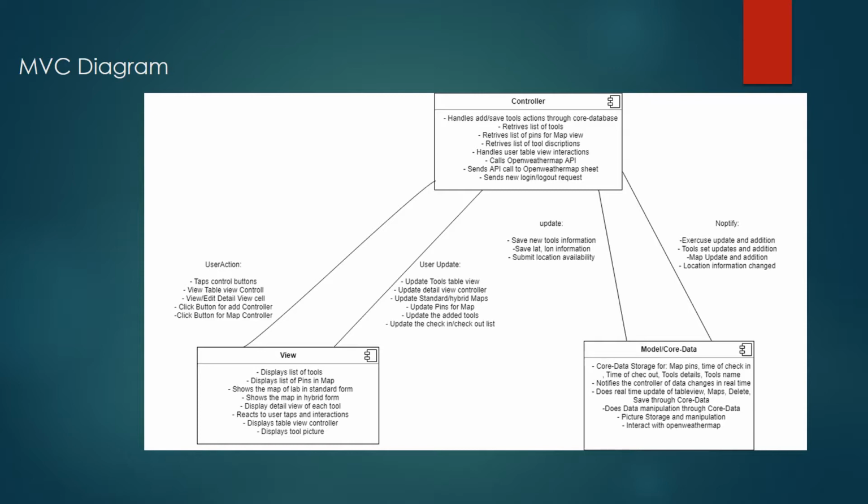And for controller to model, what we're doing is we're saving the tool information, saving latitude, longitude, submitting the location of it. And for notification, we're notifying if it's been added or if it has not been added.